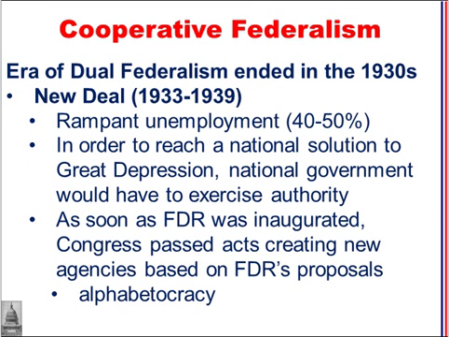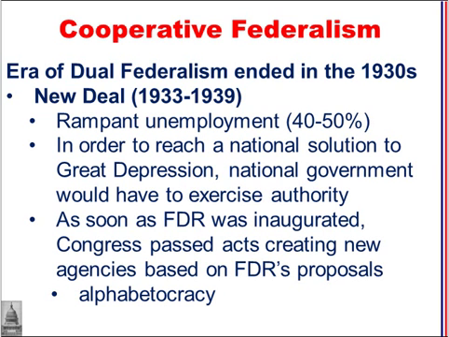And then we enter an era called cooperative federalism. So dual federalism ends in the 1930s, and the New Deal brings in this era called cooperative federalism. So with the New Deal, which spans the years 1933 to 1939, faced with rampant unemployment, 40 to 50%, FDR created a variety of innovative programs under the heading of the New Deal. So FDR had to use his whole range of skills and leadership, and this remarkably changed the scope and the role of the national government and the relationship between each state and the national government.